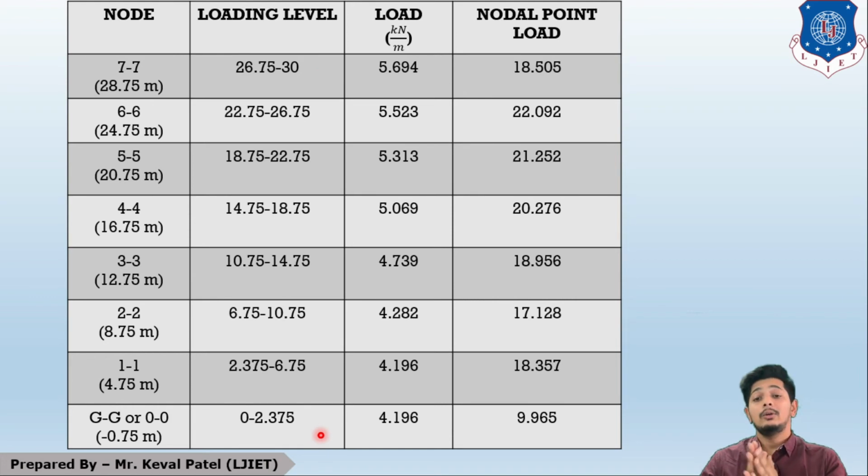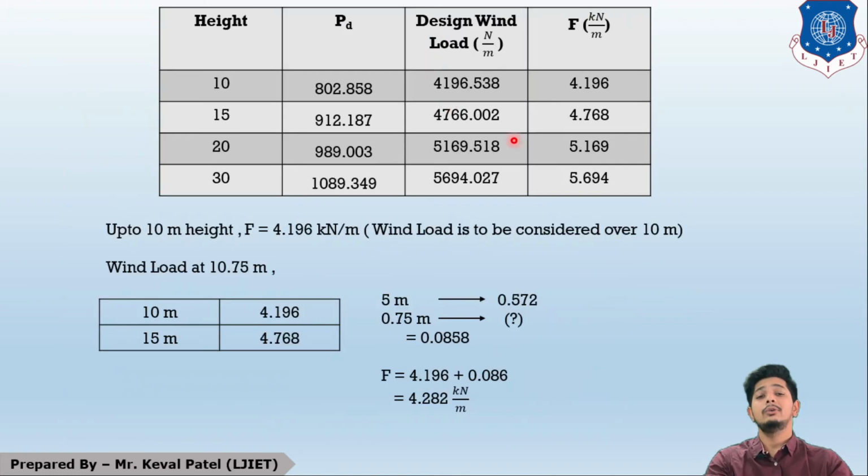Let us move to the next column, which is load in kilonewton per meter. This column is important and you must understand how to find this. To find this, I will use my older table, which was prepared previously, consisting of height, PD, design wind load in Newton per meter and kilonewton per meter.